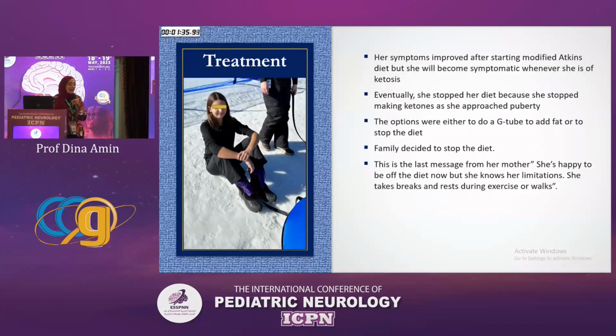She's a young lady now, and she was maintained on a modified Atkins diet. She showed an excellent response. However, they migrated to the US, and in the last message, her mother sent me by email that she is off the ketogenic modified Atkins diet. She's aware of her limitations, and she is enjoying her life.